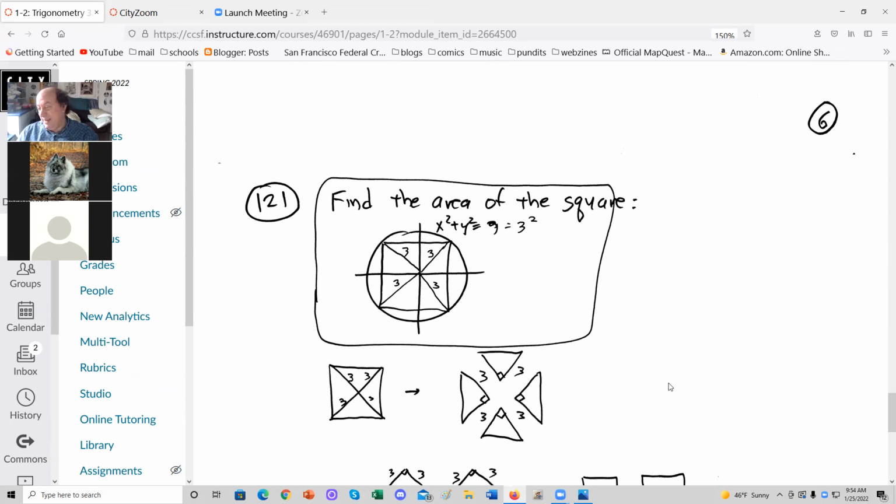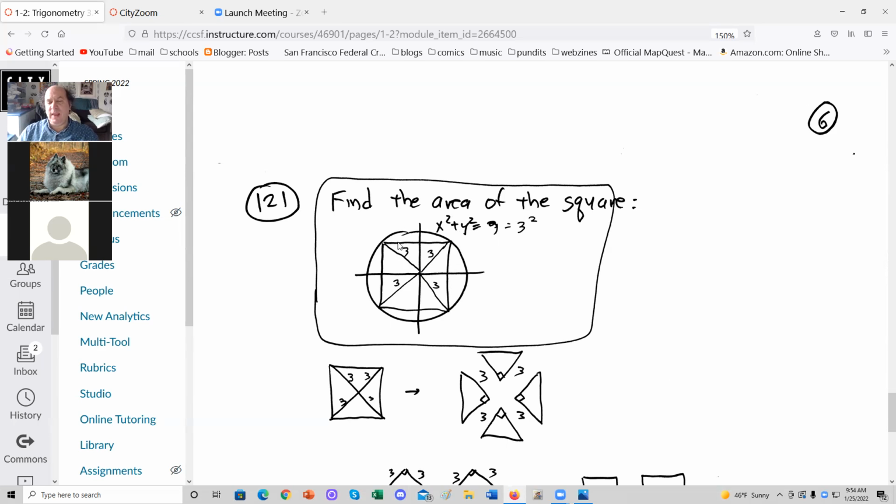Now, okay, this one, I think they were trying to force you into doing some algebra, but really this is easily done by visual geometry, and a lot of these problems in this book can be done that way. So we have a circle, and in it we inscribe a square. And the circle has equation x squared plus y squared equals 9. Find the area of the square. Now, okay, 9 is 3 squared, so the radius is 3. So this is 3, this is 3, this is 3, this is 3.